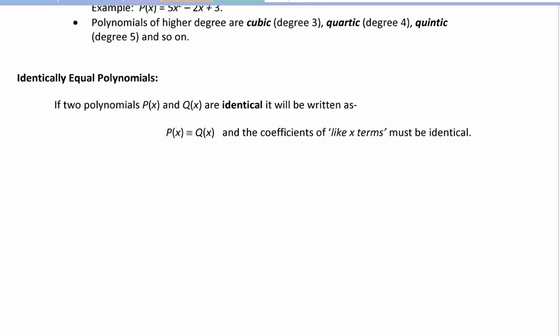And if our polynomials are identical, which we've seen before, and we actually worked with this, we know that if the statement is that two polynomials are identical, the coefficients of the like x terms must also be identical. And we actually used that, I think, way back at the beginning of the Year 11 course to work out some coefficients or some unknowns.